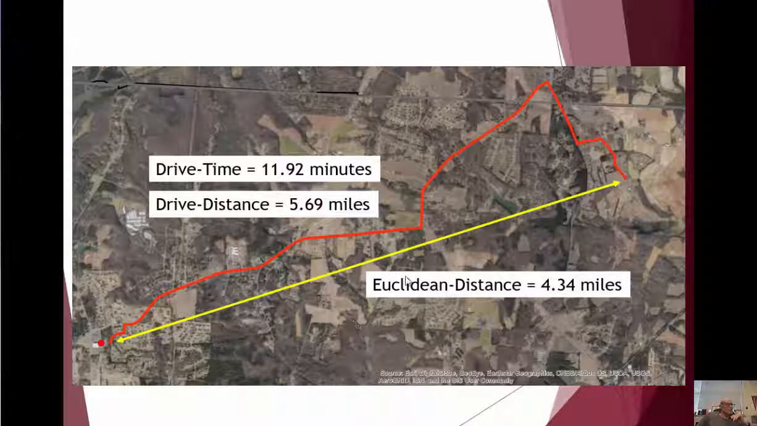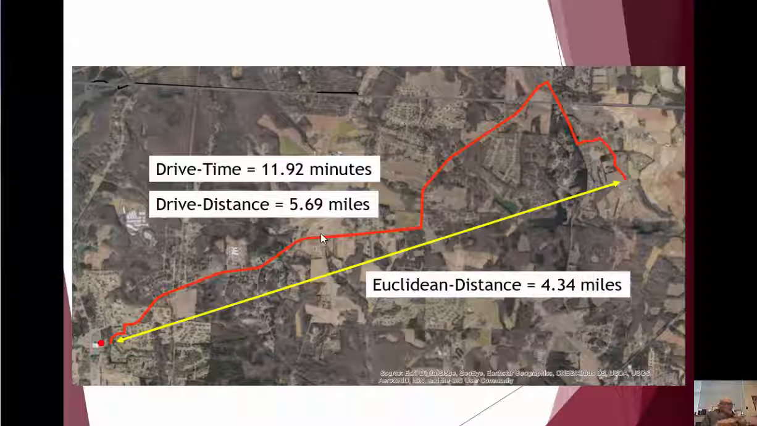Now this Euclidean distance is really, really easy to calculate. You all can calculate it because we all took math class where we did the distance formula: the square root of delta x squared plus delta y squared. But in reality, most of us aren't going to hop in our helicopter and fly this straight line distance. And so we're going to worry more about the drive time and less about the drive distance, even though that does matter as well.